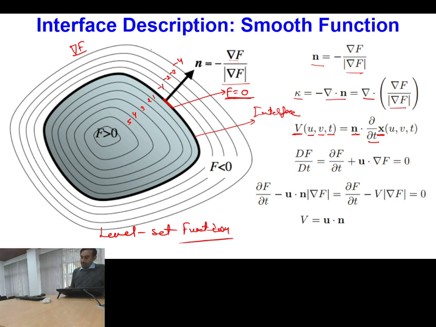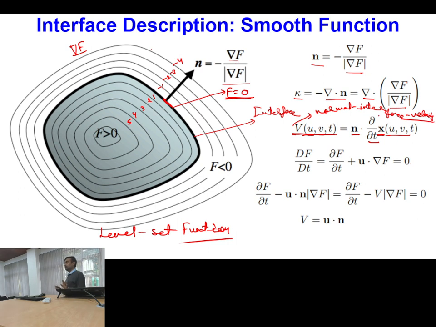So if I do n dot del by del t of the position vector of the interface, that will give me nothing but the normal interface velocity.